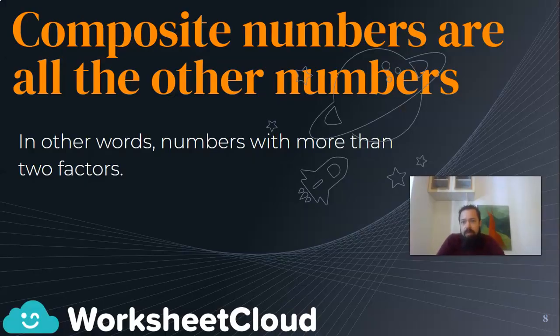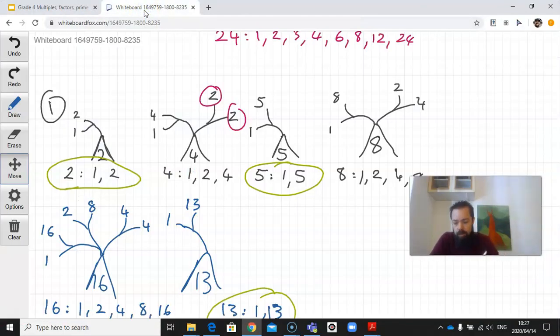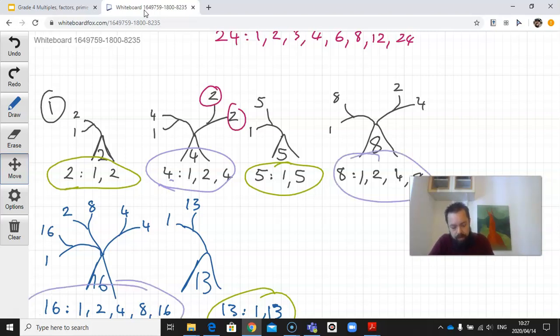And composite numbers, very simply, are just all the other numbers. So if we look back at our ones here and we switch to purple, we'll see that this one has more than just 1 and 4. So that is a composite number, and a composite number. So, composite, prime. If it's got just 1 and itself, it's prime. If it's got more than just 1 and itself, and it doesn't matter how many, then it's composite.